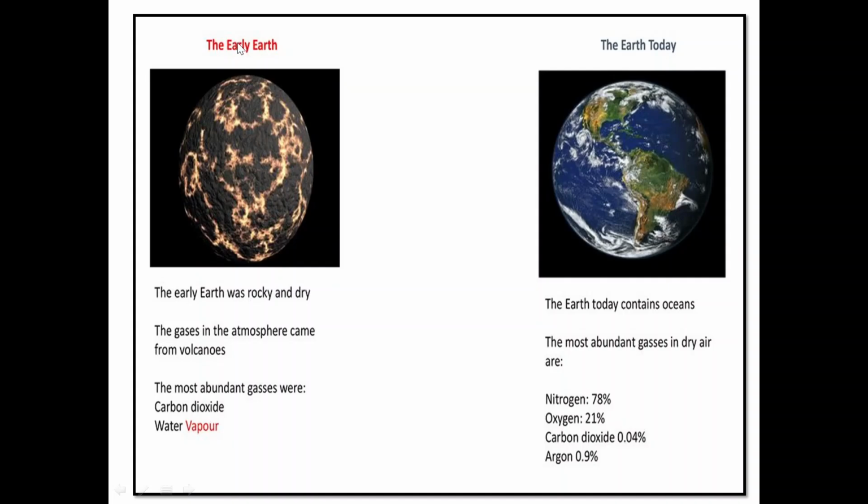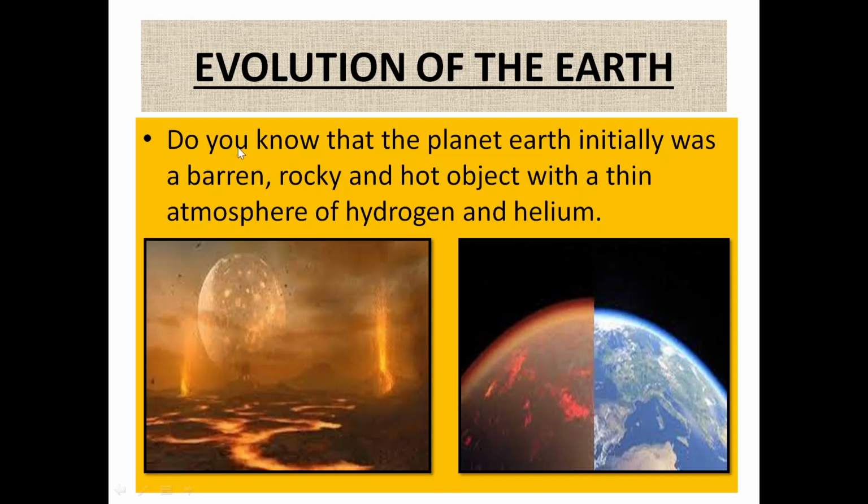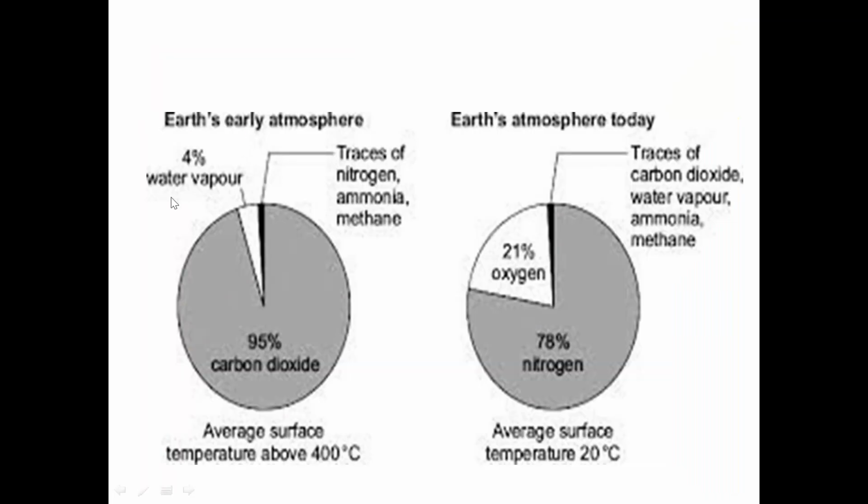As on the screen, you can see this is the picture of the early Earth. How it looked like. See, it is hot in nature. It is rocky and it is also barren. Barren means it had no vegetation at all, as compared to the Earth today. You can see there are oceans and the land is so full of vegetation. And additionally, what about the atmosphere?